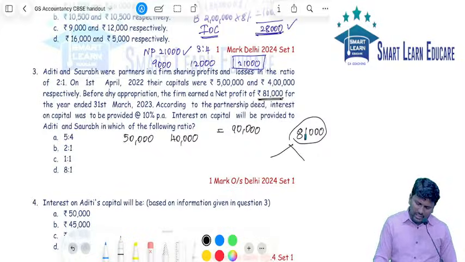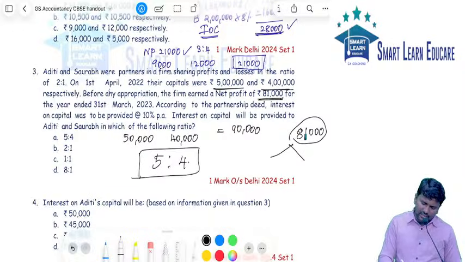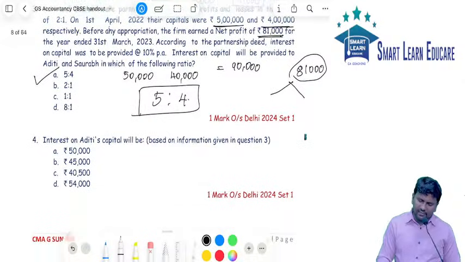Capital ratio. Can you tell me what is the capital ratio? What is the capital ratio? It is 5:4. 5 lakh and 4 lakh. So it should be shared in 5:4. Answer is A, 5:4.